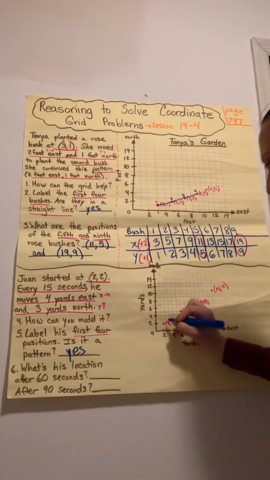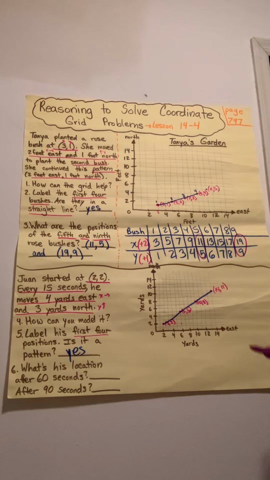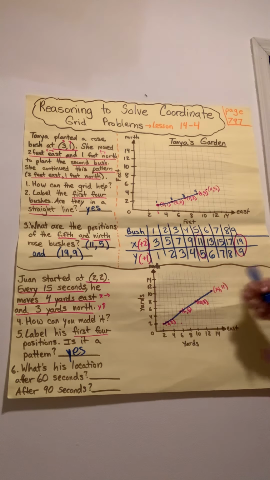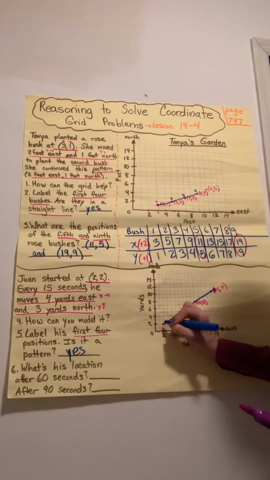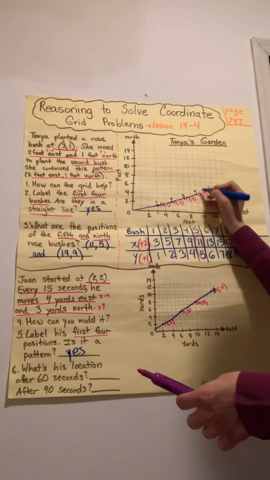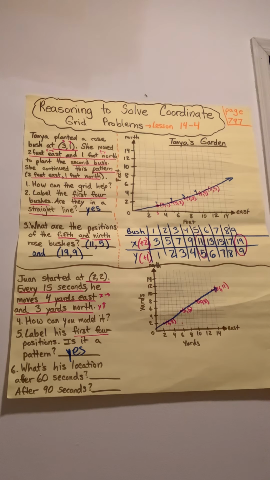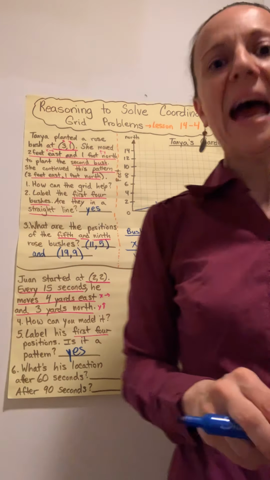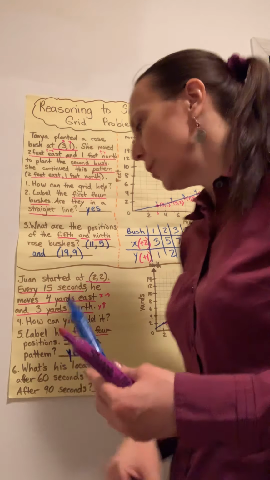And third, I can try what I did last time and connect them. Oh, yep, it's a straight line. That means no zigzags. It would keep going that way because it's a pattern. Usually when you see these on the grid, they start from the beginning and they keep going. So you might want to practice drawing them that way. That's the pattern.